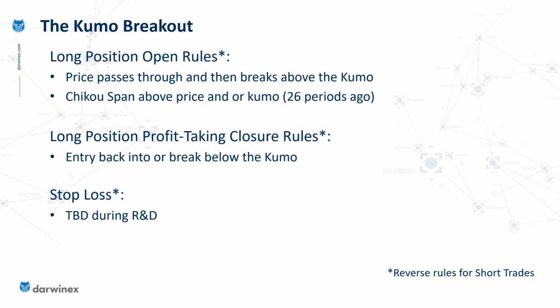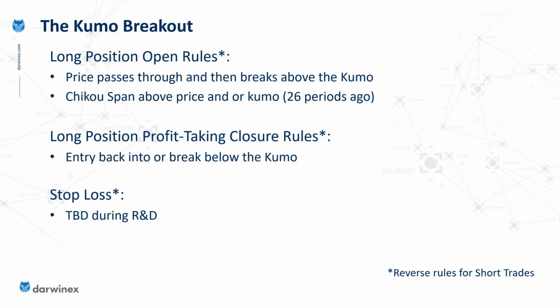Now, in terms of the profit-taking closure rules here, I'm thinking that an entry of the price back into the Kumo, or possibly even holding on to that in case the Kumo provides support, right the way until the price breaks through it, indicating the end of that trend. And so I'll probably try both of those options and see which performs best.